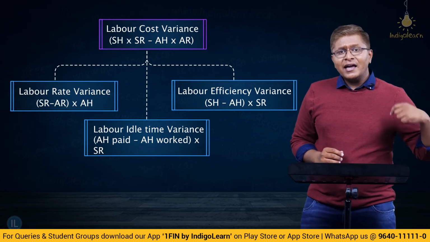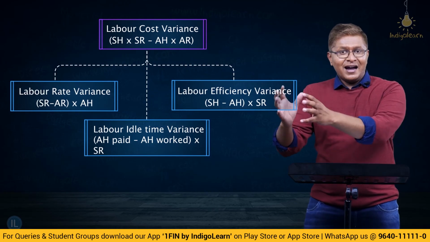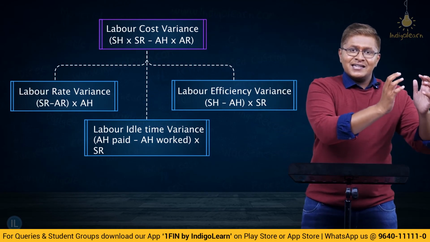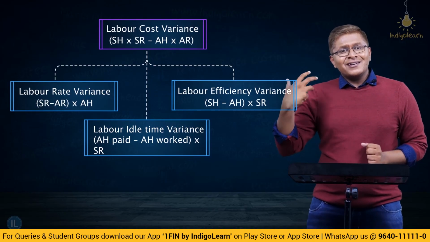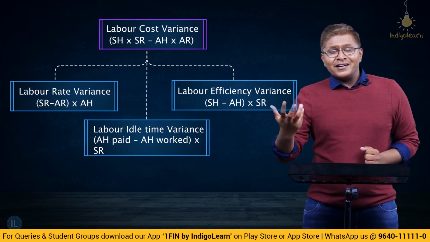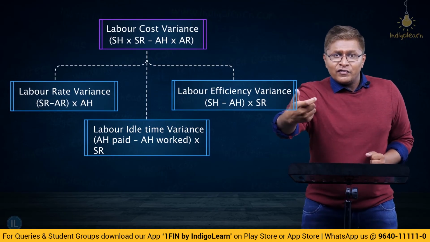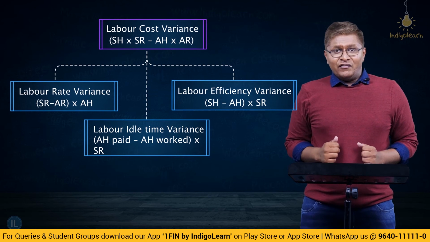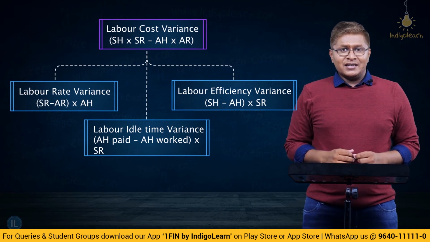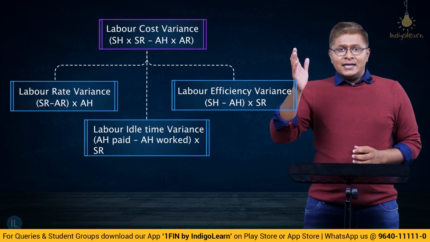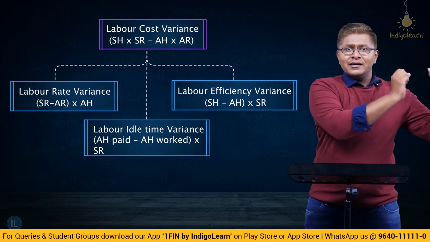Third, we have the labor efficiency variance. This computes the difference between the hours that we should take and the hours that we have actually taken. The number of hours taken is the responsibility of the labor supervisor or the production manager who is in charge of the workers. If they take more number of hours, it is going to be called inefficiency. If they take less number of hours, the labor is going to be called efficient. The way we are going to compute is standard hours minus the actual hours worked into the standard rate.